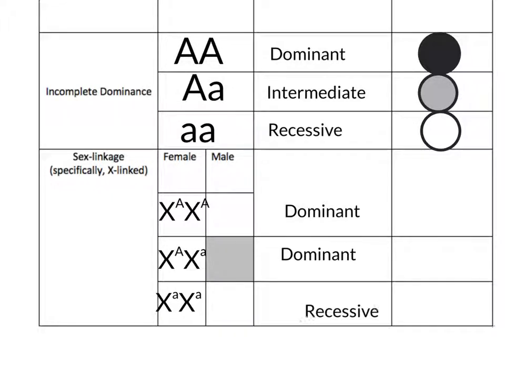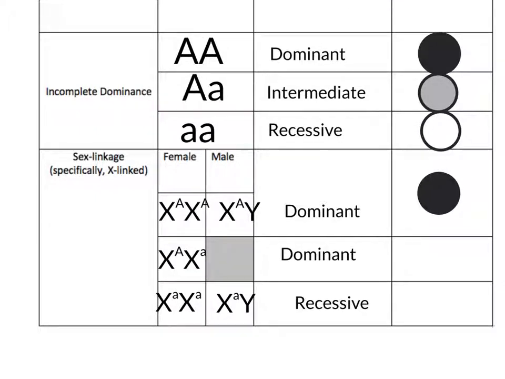or the recessive phenotype. But in a male, because he only has one X chromosome, there are only two possible genotypes. He either has the dominant on his X, or he has the recessive on his X. And again, these show the same way. You're either dominant, or recessive. But again, for a male, he can't be heterozygote.